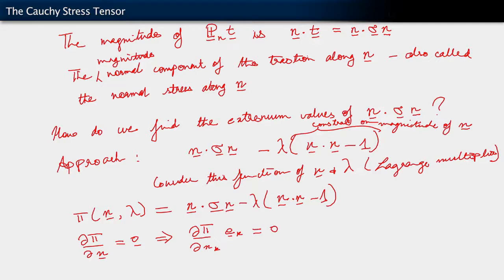Okay, and as we've done before, we can choose to work only in terms of the initial quantities. For that purpose, let's first rewrite pi as n_i sigma_ij n_j minus lambda (n_l n_l minus 1). And then we are going to consider the partial of pi with respect to n_k.